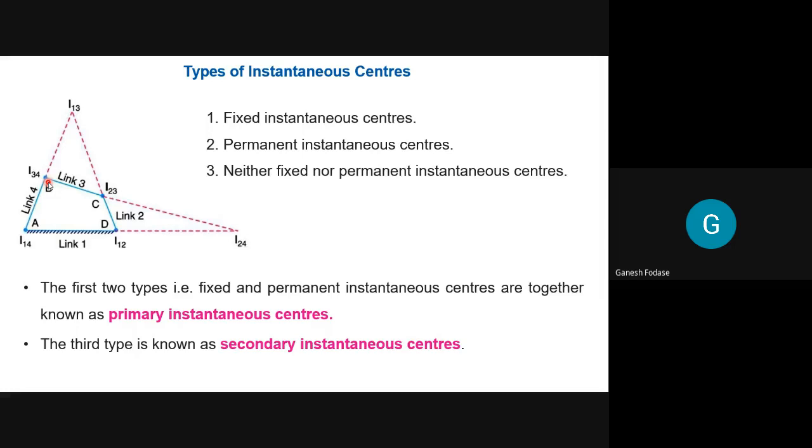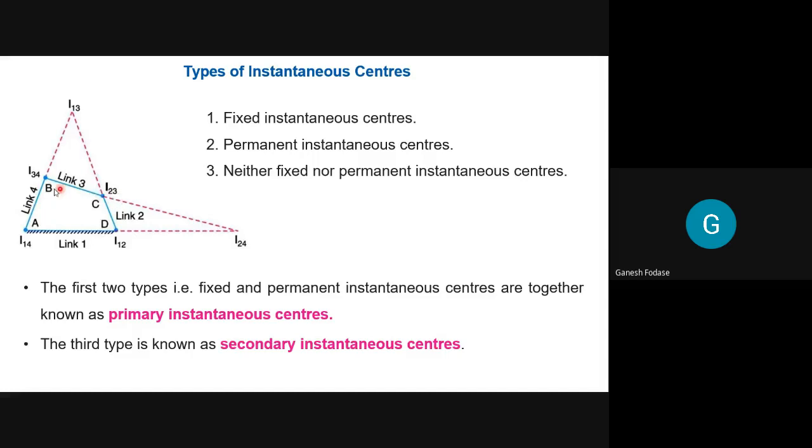If the ICR position remains at the same point, either B or C, then the ICR of links 3 and 4 will be at B only. Similarly, the ICR of 3 and 2 will be at C only. This kind of ICR is called a permanent ICR. Why permanent? Because its location will remain at B only, or at C only. Hence these are called permanent ICRs.